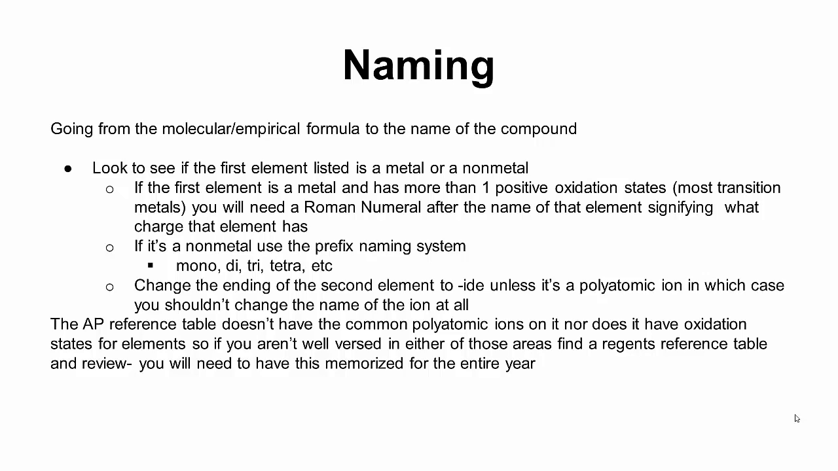If your first element is a nonmetal, use the prefix naming system with prefixes like mono, di, tri, and tetra to tell us how many of that element exist in the compound.